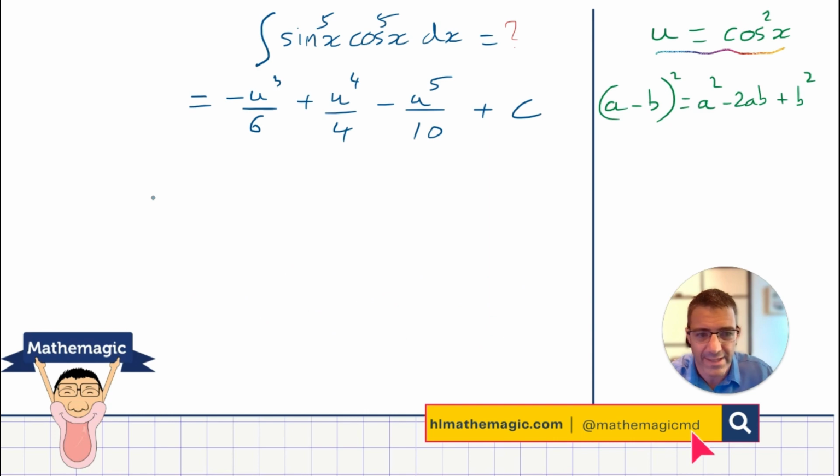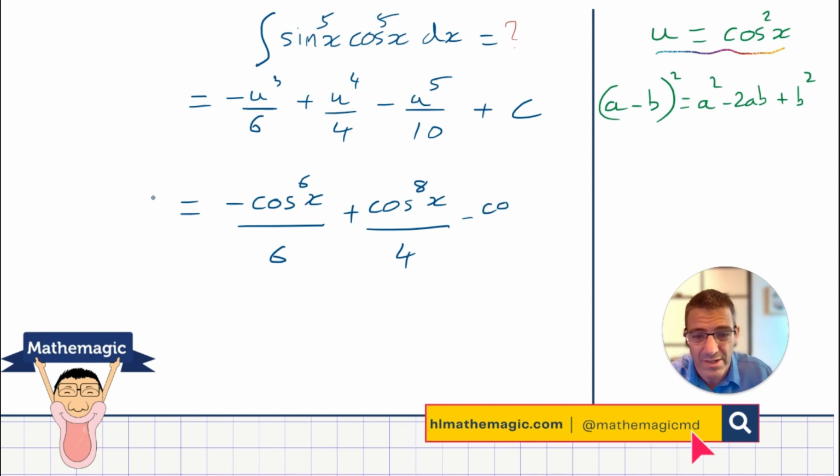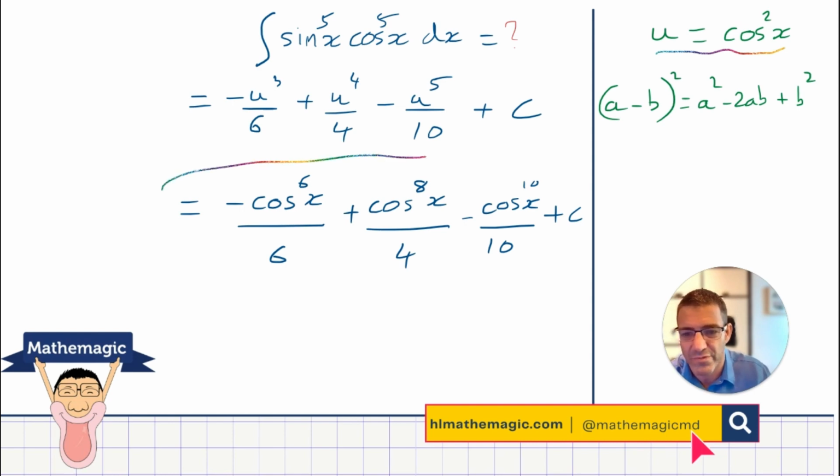Now let's not forget that u was equal to cos squared x. So we can actually change this and we can say that we have minus, so cos squared cubed is going to be cos to the power 6. So cos to the power 6 of x over 6. And then we're going to have plus cos squared to the power 4, so plus cos to the power 8 of x over 4. And then we have minus cos squared to the power 5, so this will be minus cosine to the power 10 of x over 10, and then plus a constant. And I think this is a wonderful place to stop for this question.